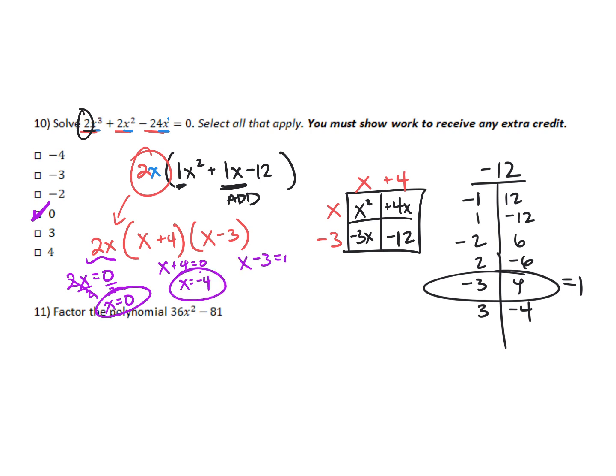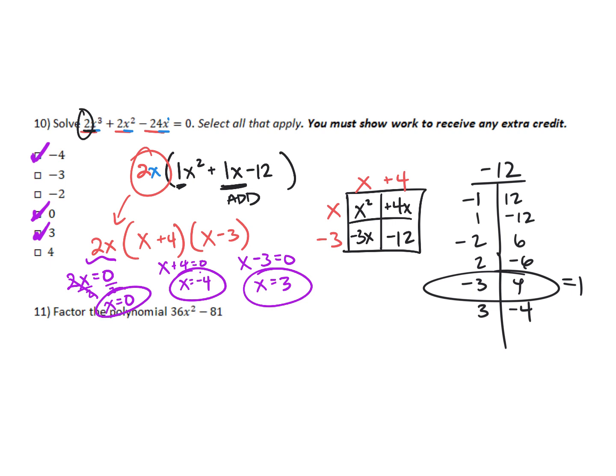Make the other piece equal to 0. X minus 3 equals 0. I know it's going to be positive 3. Add 3 to both sides. X equals positive 3. So my solutions are 0, negative 4, and positive 3. All right, in the grand finale, factor the polynomial.